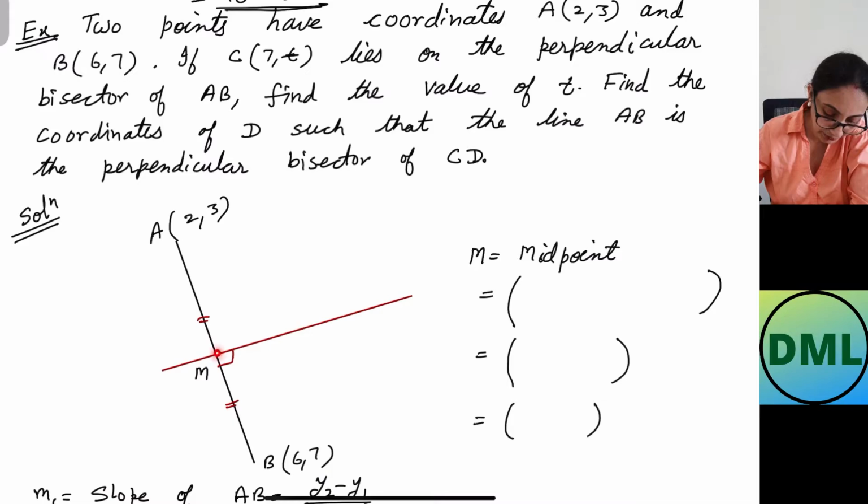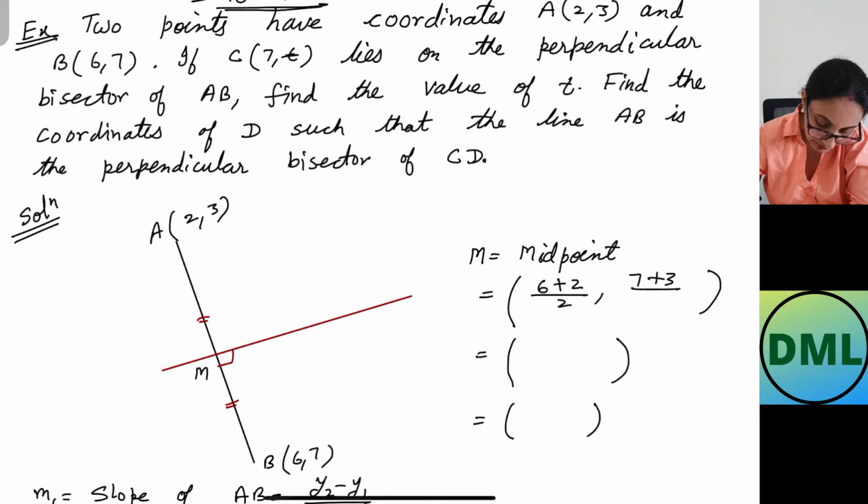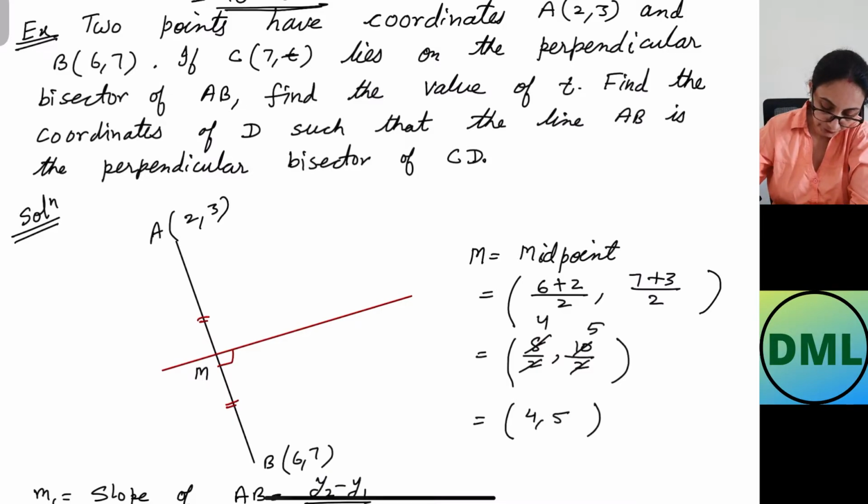So I need to find out the coordinates of M first. So midpoint formula: (x1 plus x2) by 2, 6 plus 2 by 2, (y1 plus y2) by 2, 7 plus 3 by 2. So it will be 8 over 2 and it will be 10 over 2. So if you cancel here, it will be 4 and it will be 5 here. So the coordinates of the midpoint are (4, 5).